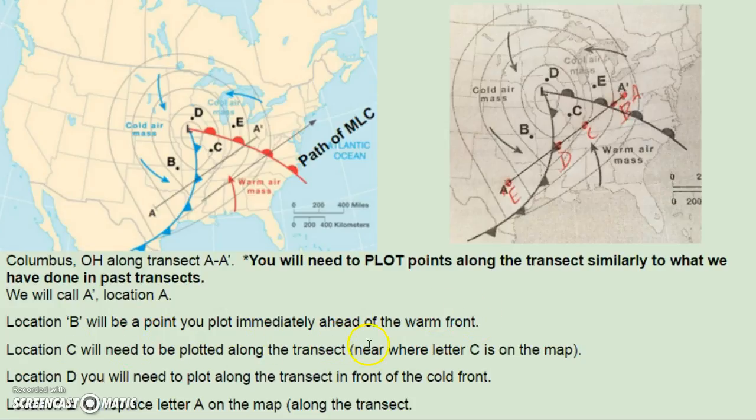Location C, you're plotting along the transect where C is near C, where it is on the map, but we'll put it out here along the transect. Location D, you'll plot this along the transect in front of the cold front, right here on the boundary. And then location E will replace letter A. So we do a little modification, but I like this map. I think we get a lot out of it, so we'll just modify it. We'll modify it to make it work. So we can look at it a couple different ways.